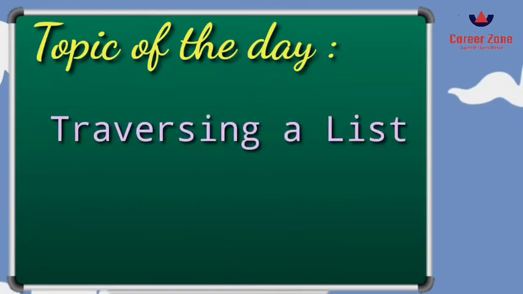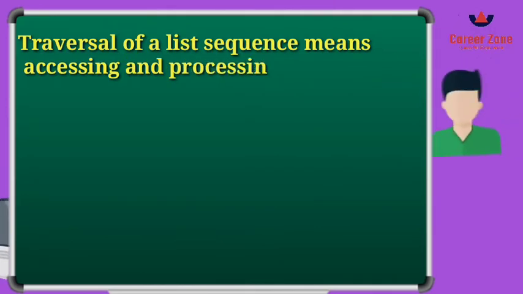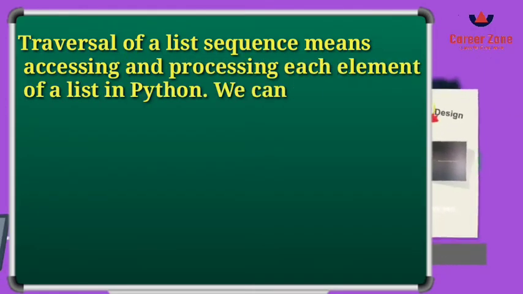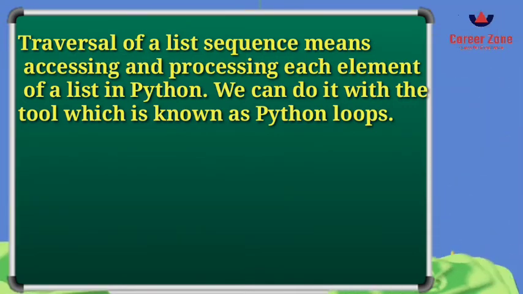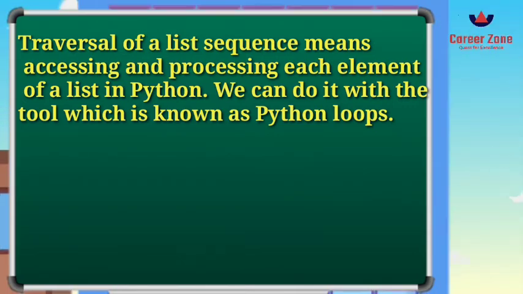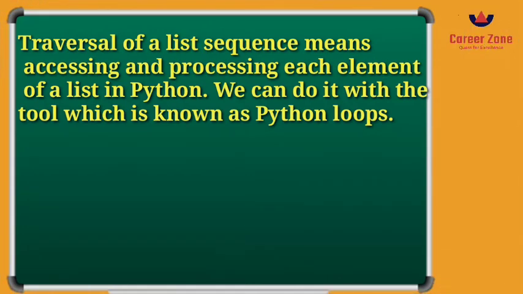So today I am going to discuss traversal of a list. Traversing a list is basically a process to access each element from the list, either a string or a number which is stored inside the list as an element. So traversing is basically related to looping.